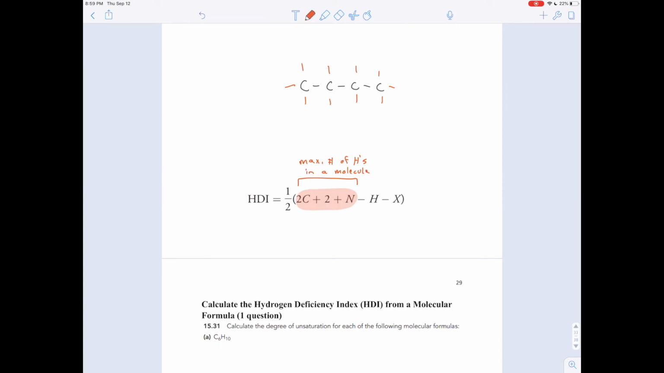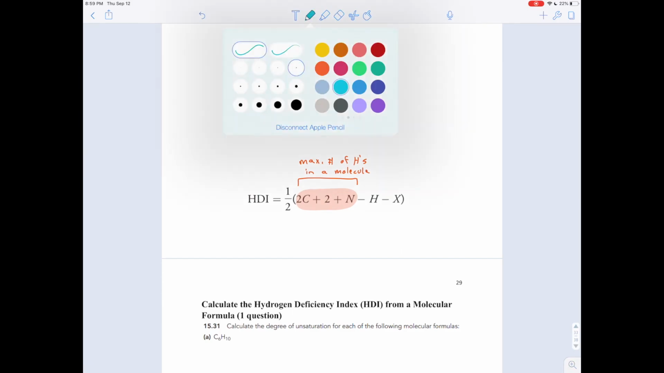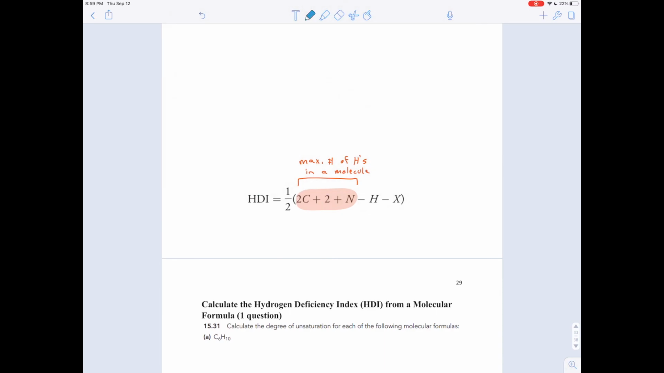Okay, so that's where this 2 times the number of carbons plus 2 plus the number of nitrogens is coming from. That's the maximum number of hydrogens in the molecule. And then this here is the actual number of hydrogens in a molecule.